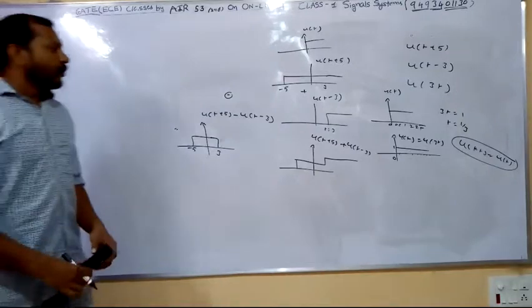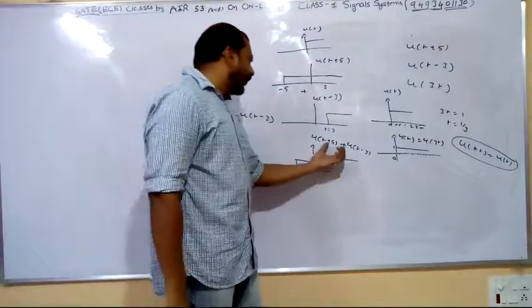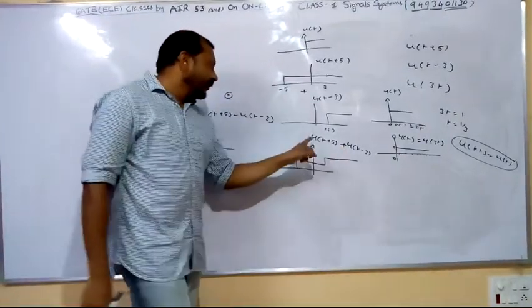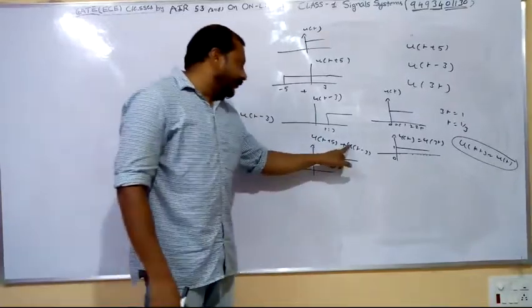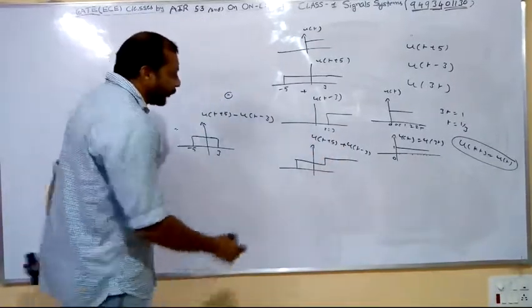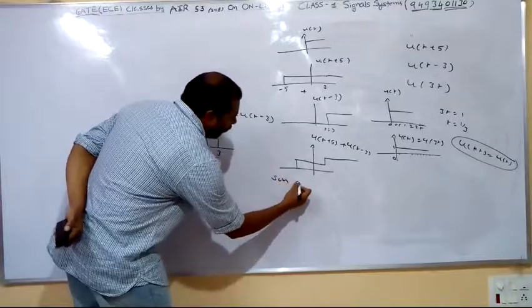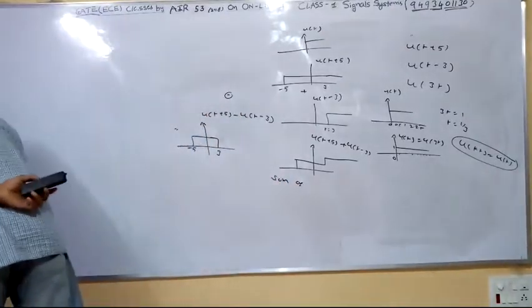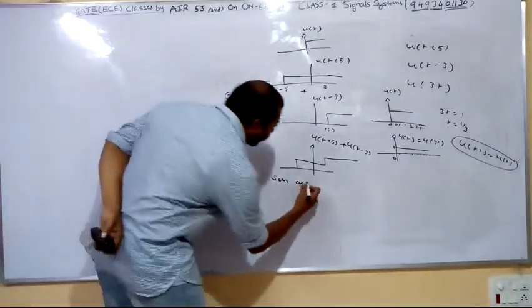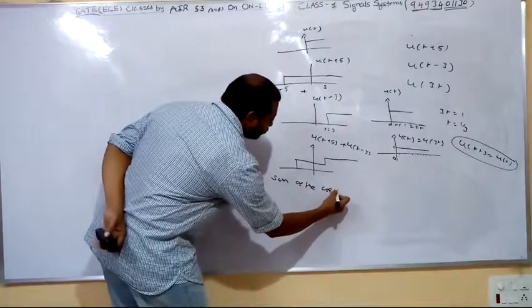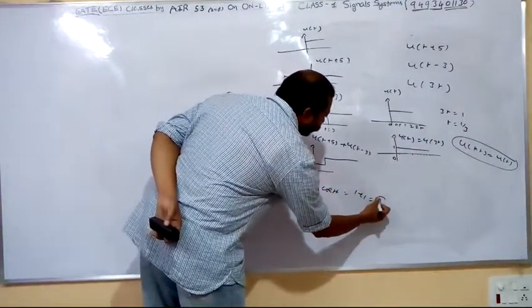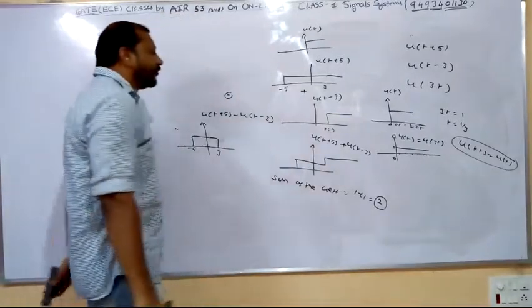Now, what is the sum of the coefficients of this signal? Here the coefficient is equal to 1, and here the coefficient is equal to 1. The sum of the coefficients is equal to 1 plus 1, which is equal to 2. This is the final value of the signal.